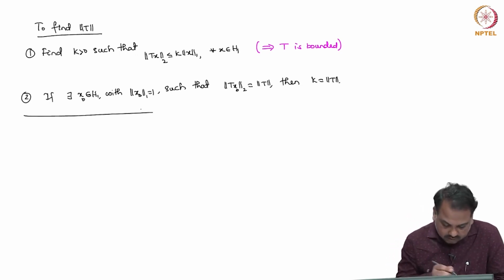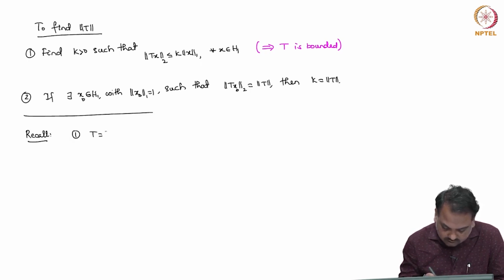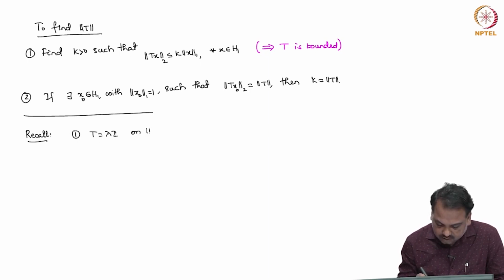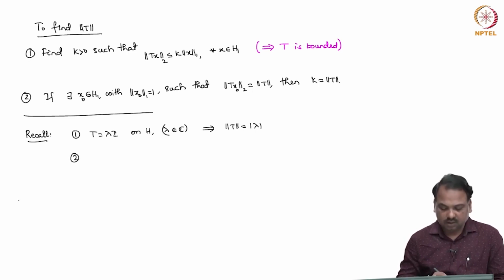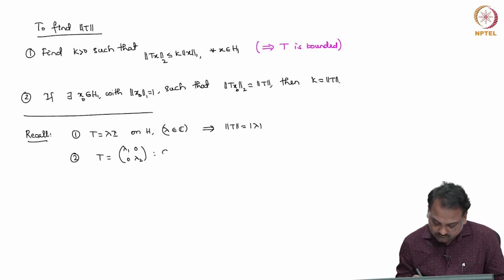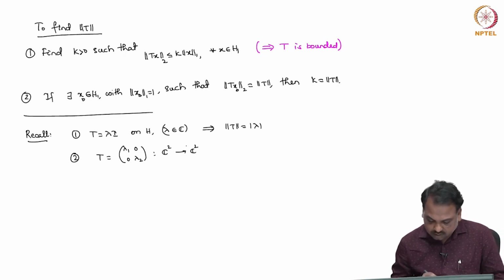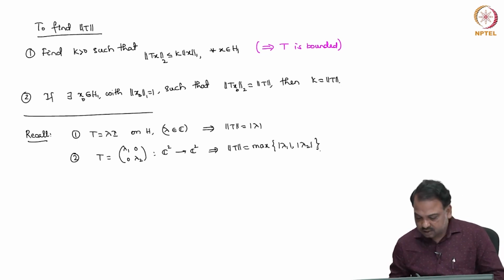Also recall that we have studied two examples. The first one is when T equals lambda times identity on the Hilbert space H, and lambda is a complex number. We have shown that norm of T is exactly mod lambda. And the second one, when T is a map from C2 to C2 given by the diagonal matrix with lambda 1, 0, 0, lambda 2, we have shown that norm of T is exactly the maximum of mod lambda 1 and mod lambda 2. So these are the two examples we have studied in the earlier class.